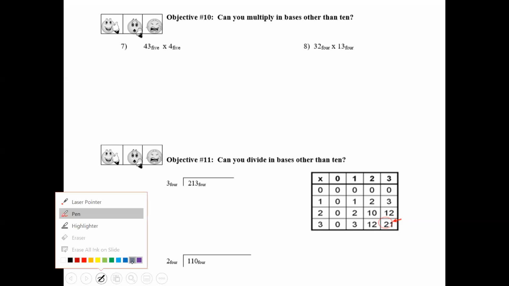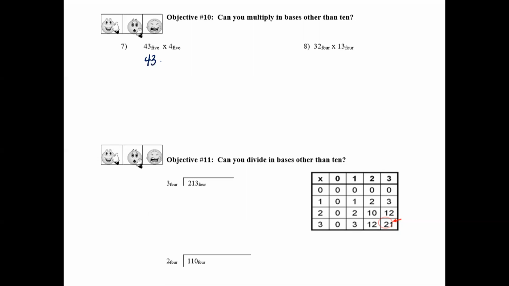So for objective 10, you have 43, 5 times 4, 5. So the first thing to do is going to multiply this part here, which gives me a 12, 5, which is 1 times the base of 5. What times 1 gives me a 12, and that would have to be a 7. So if I multiply this part out, it is going to give me a 12, 5.